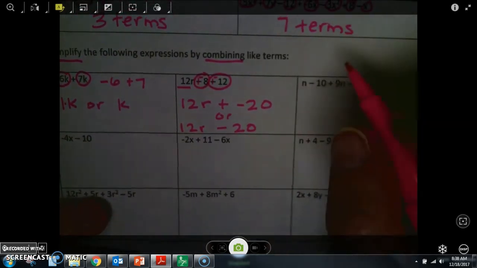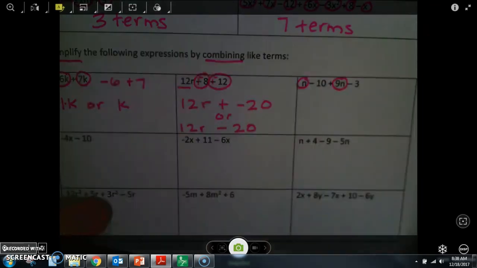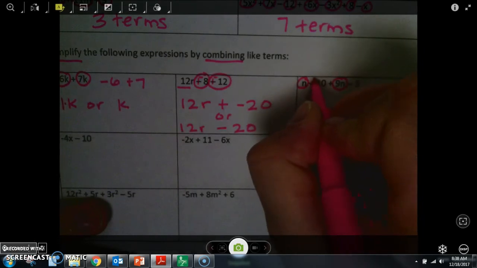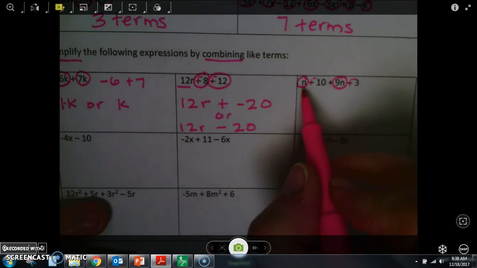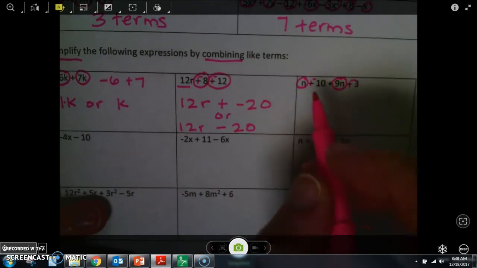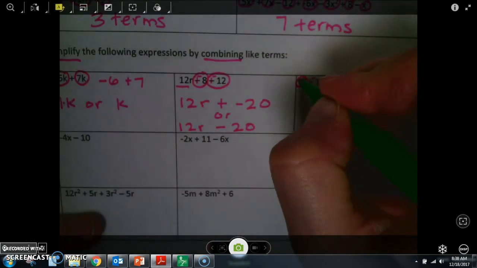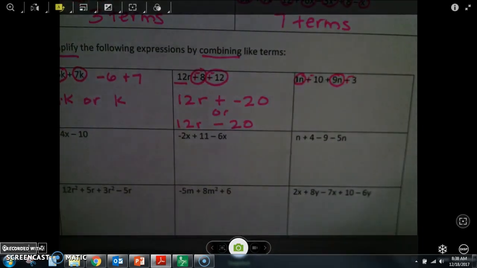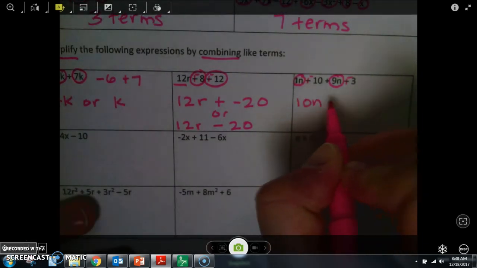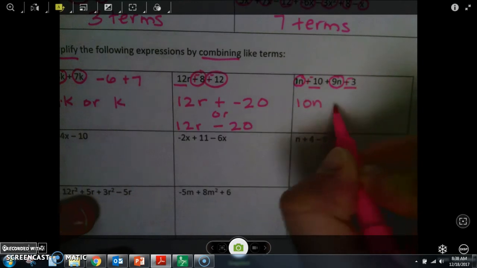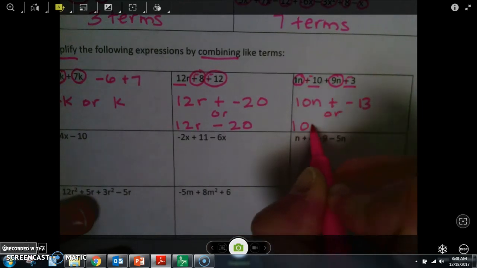The next one, n and 9n are like terms, and then I see 2 minus signs. So I'm going to change it to plus negative 10 and plus negative 3. So n, if there's no number in front of the n, we can put a 1 there because 1 times any number is still that number. So that really means 1n. So 1n plus 9n is 10n. And then negative 10 plus negative 3 is negative 13. So you could write it like that, or you could say 10n minus 13.